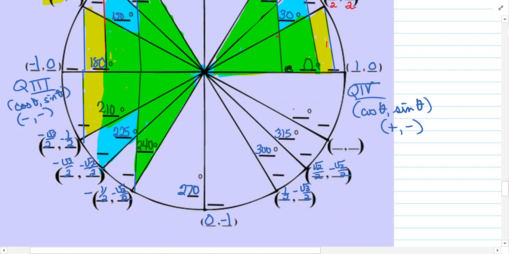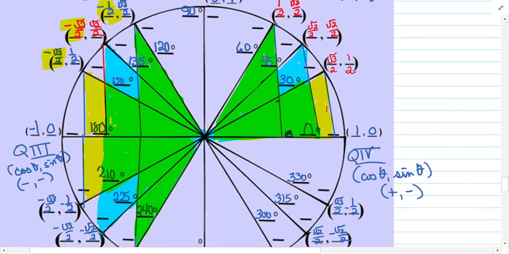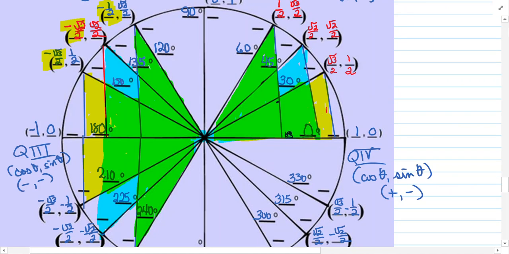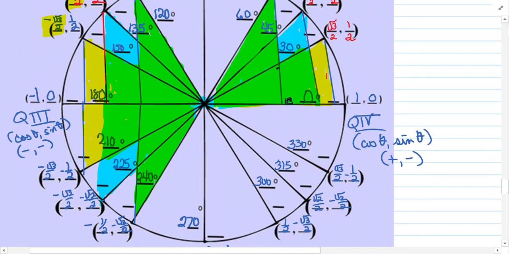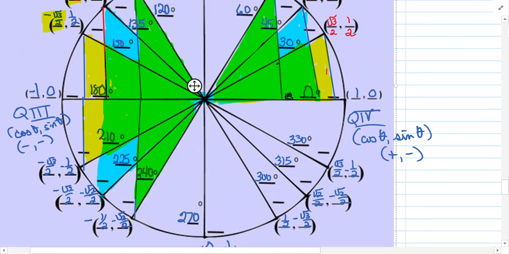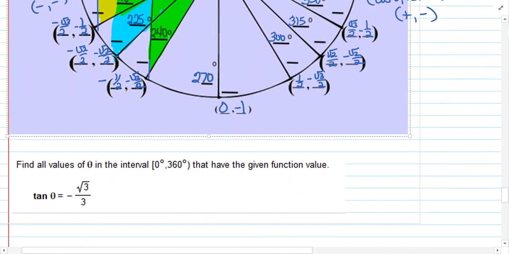Then we'd have the 330, which is a 30 degree, which would be a positive square root of 3 over 2 and a negative 1/2. And then we'd come back full circle. So you can see that we would have bow ties continually going to match. This matches that and so on.